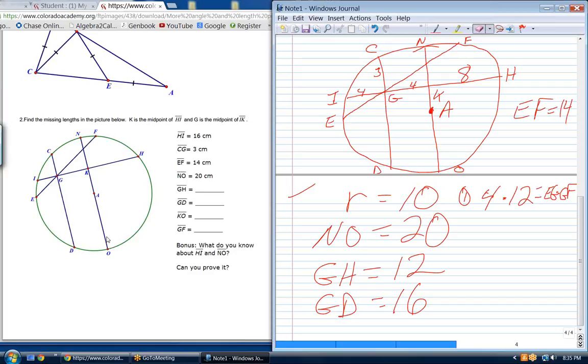But we don't know NK. NK is only a part of the intersection of two chords, and that's NO and HI, nothing else. Well, NO also intersects the chord EF, but that would not help us. What do you know about HI and NO, and can you prove it? What are they trying to get at there? What is it that we need to know about HI and NO? Can we prove it?